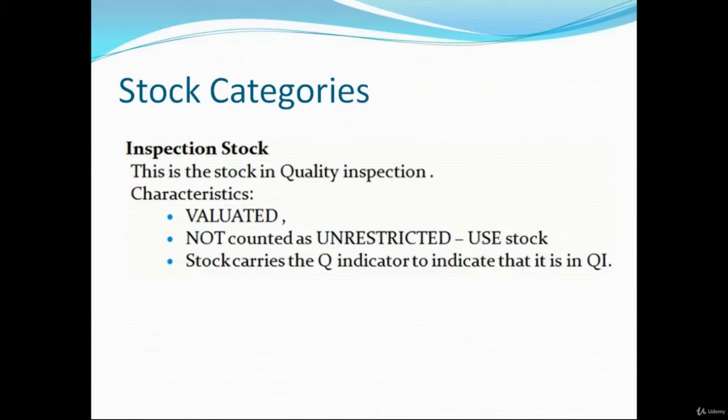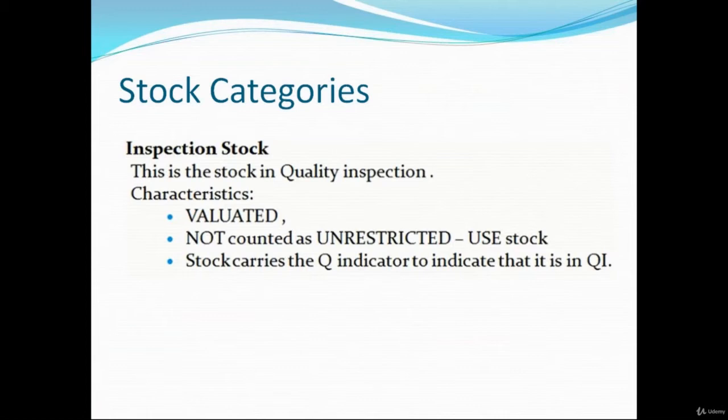Then the next characteristic is that it is not counted as unrestricted use stock. That means this stock cannot be used directly as unrestricted. So if you want to use the quality inspection stock, you need to do the transfer posting process. In the transfer posting process, we convert the quality inspection stock to unrestricted.